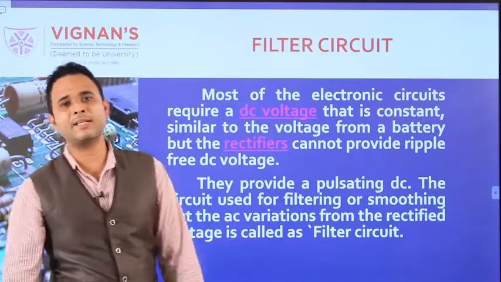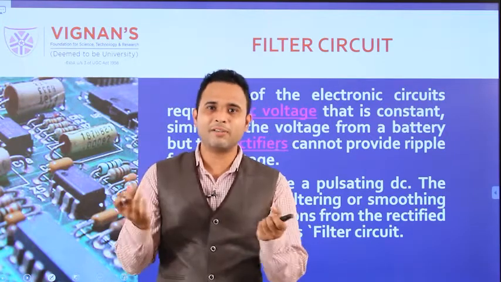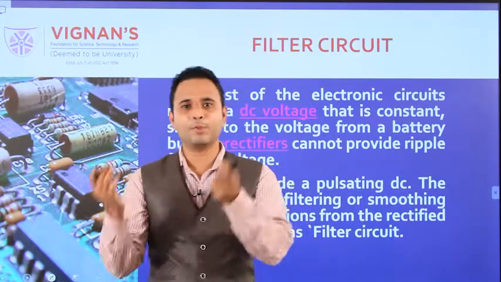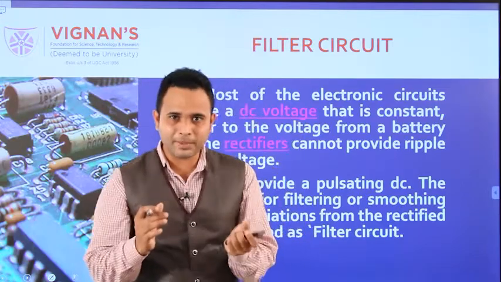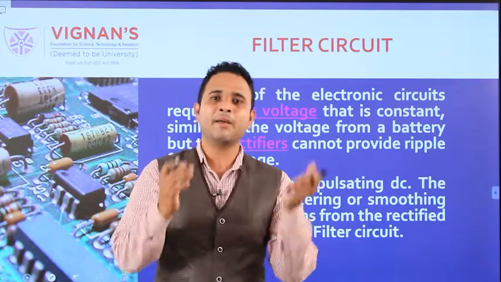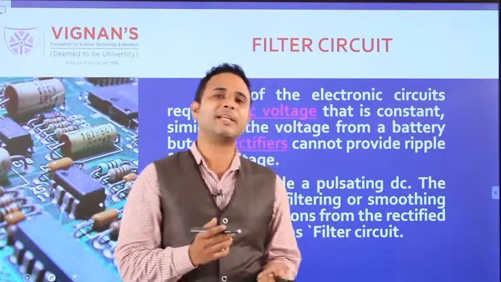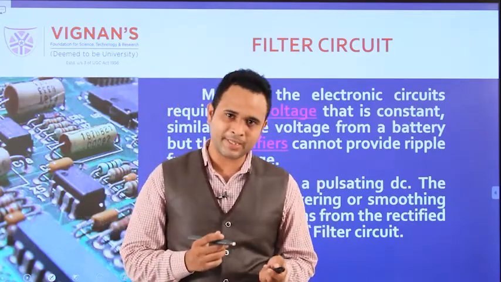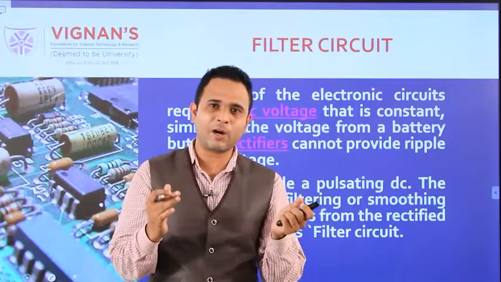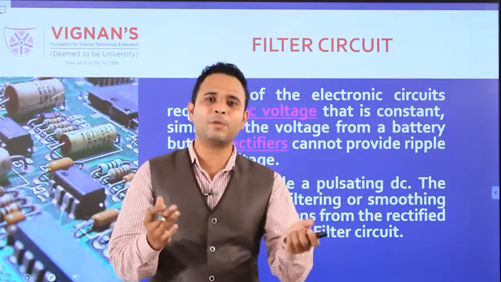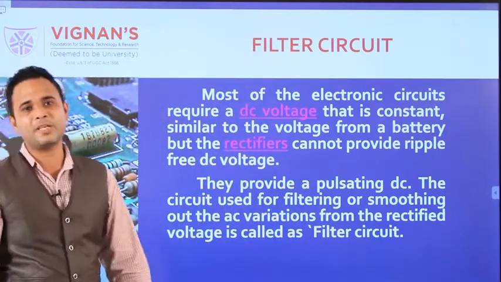Coming to the filters, I already told why we are using them. A filter is a block which converts pulsating DC to pure DC, and that is called the smoothing process. From the rectifier we get only positive peaks. The filter converts these positive peaks into smooth, constant DC. So we apply the rectifier output to the filter, and at the output of the filter we get the constant DC voltage. This is the main introduction of the filters.